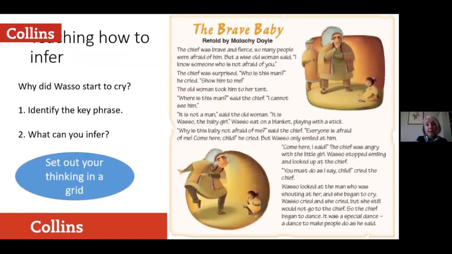Let's have a look at another example. This example is from a grade 4 book, and you can be doing this with children at all ages. Wasso is the baby. Why did Wasso start to cry? We need to identify the key phrase and then infer from that why the baby started to cry. Take a minute to have a look at this little piece of text.